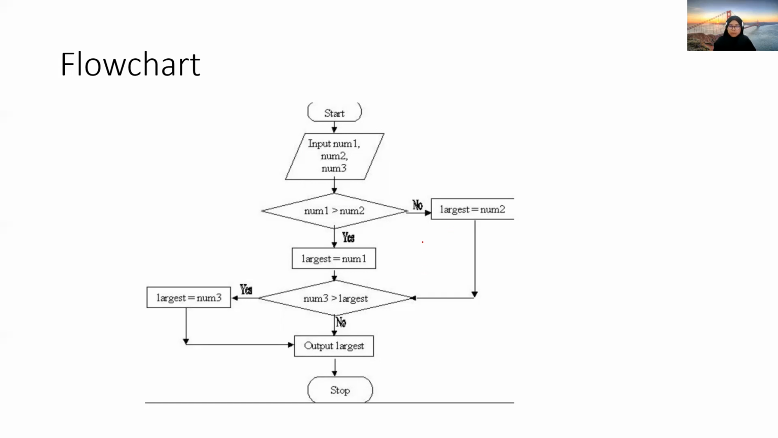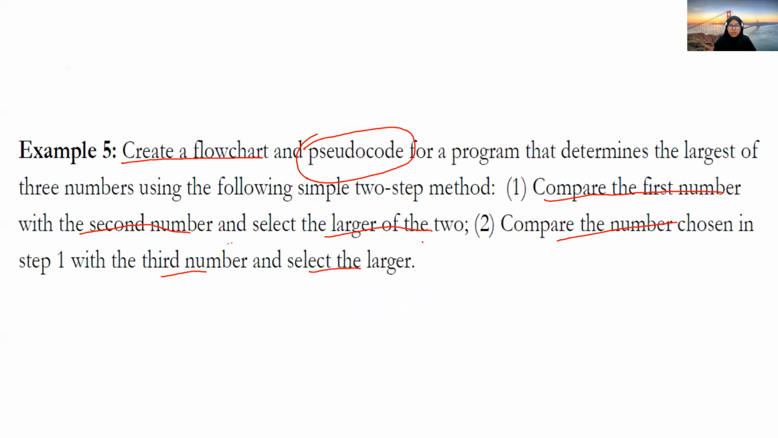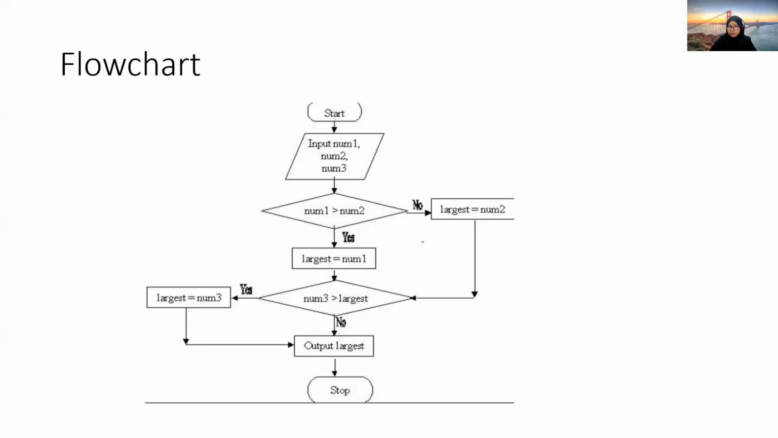Alright, now it says right here, create a flowchart and pseudocode for a program that determines the largest of three numbers using the following simple two-step method. Number one, compare. Let's say we have A, B, and C. So step number one, this is just like our rangka saja. Yes, this is your plan. Number one, compare A and B. Number two, we have output, and then compare output and C.